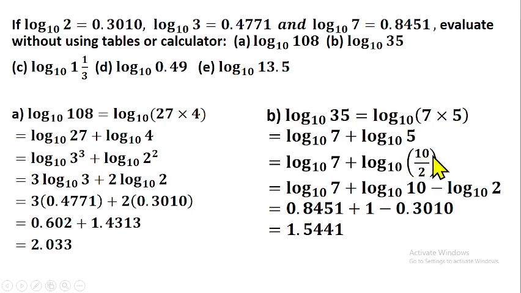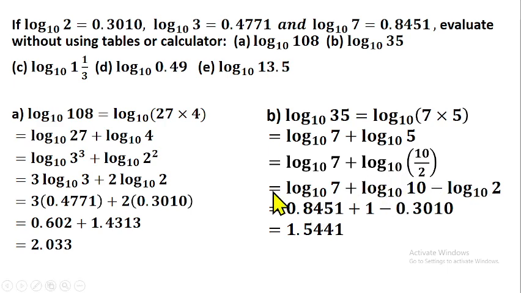How? You agree with me that 5 can be written as 10 over 2. 10 over 2 will give us 5. Is that correct? Good. Then log 10 over 2 can be broken down to log 10 base 10 minus log 2 base 10 because this division can change to what? Minus. So we have log 10 minus log 2.